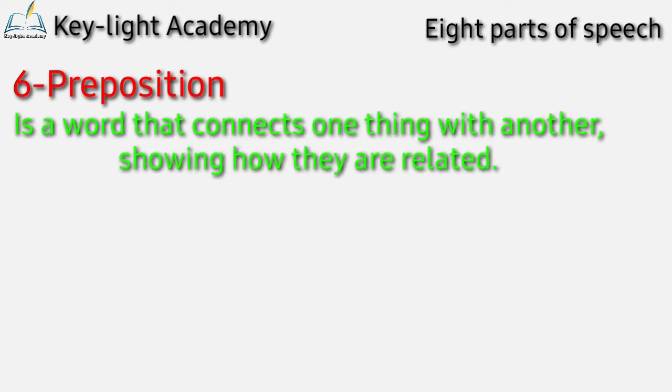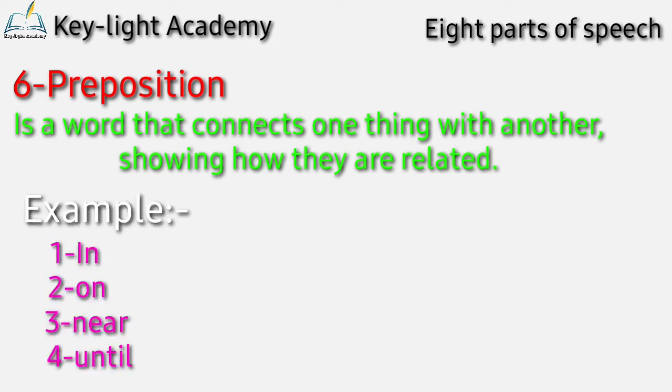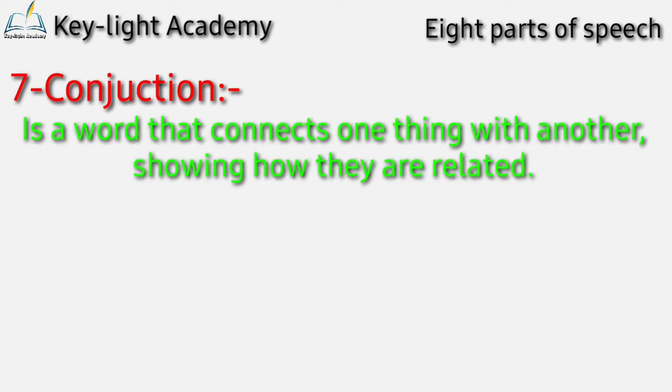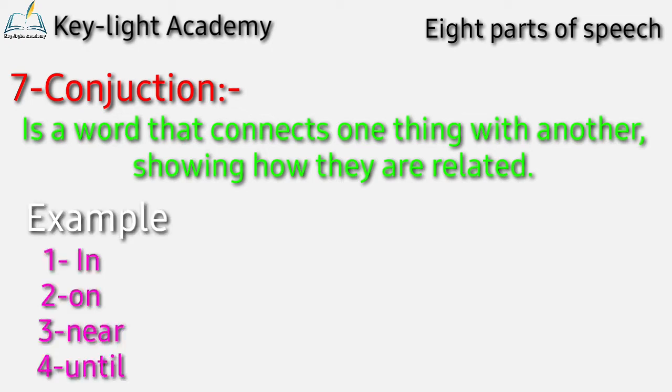A preposition is a word that connects one thing with another, showing how they are related. For example, in, on, near, until. A conjunction is a linking or connecting word. For example, for, and, so, but, before, after.